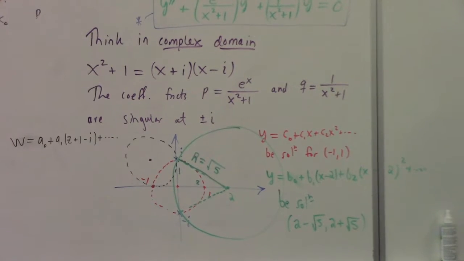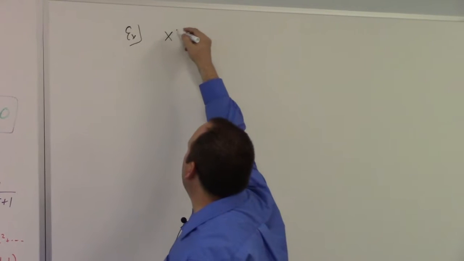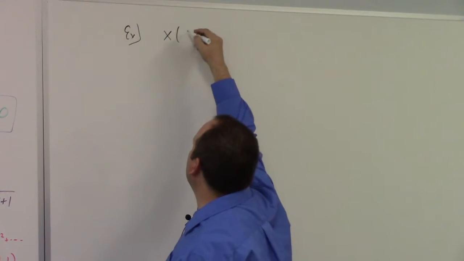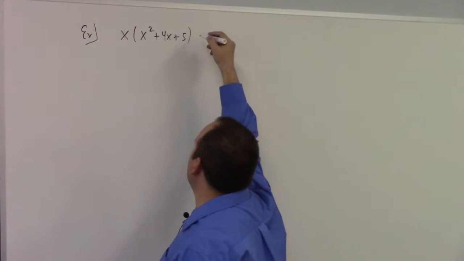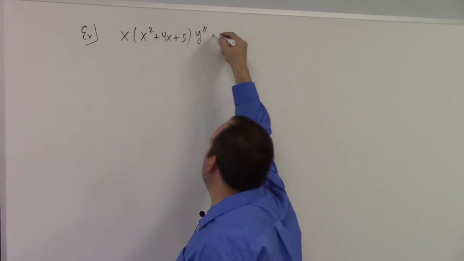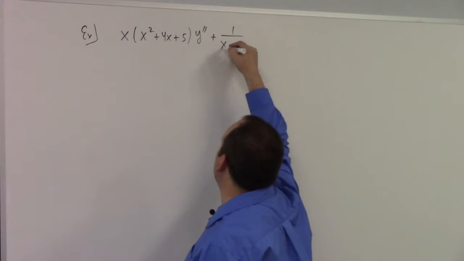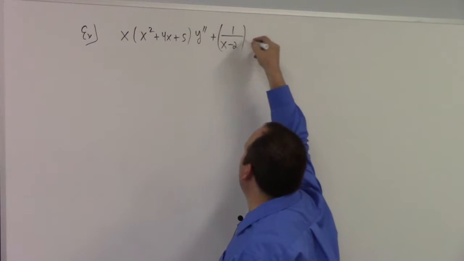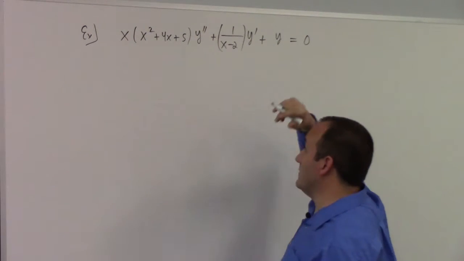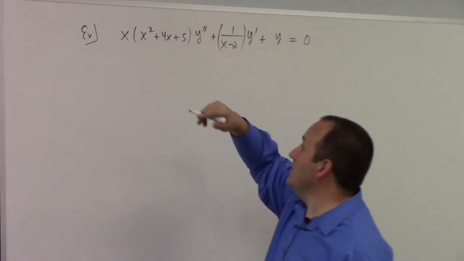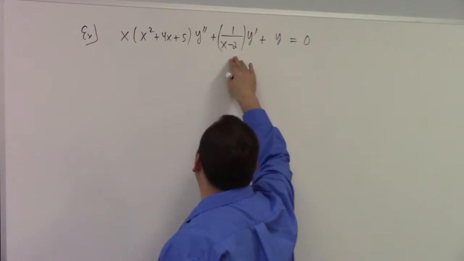But anyway, how about this? Another example. If I had x times (x squared plus 4x plus 5) y double prime plus 1 over (x minus 2) y prime plus y equals 0. It's kind of an awful thing. But you can actually see it from this.